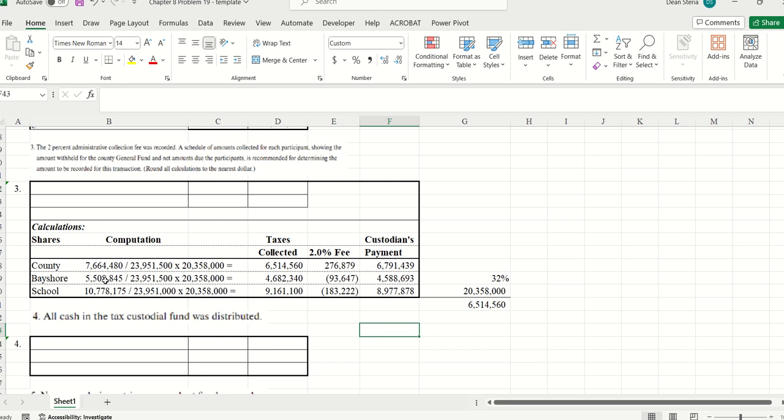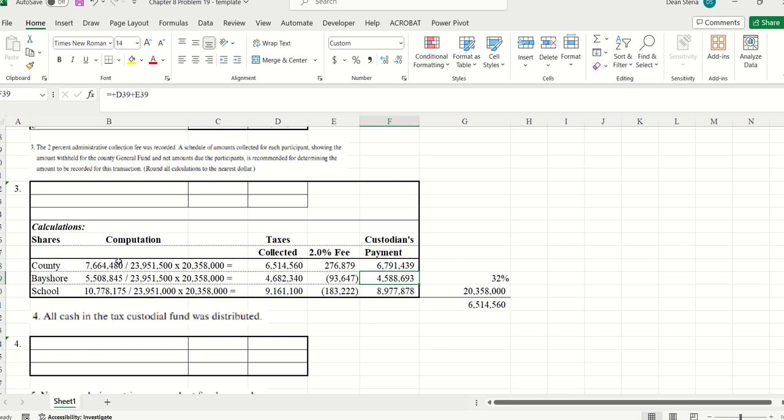We take the 55,088.45, divide it by the tax levy, and then multiply it by the cash collected, and that tells us that. We multiply this by the 2%. We're going to deduct that from there, so we're actually going to get 4,588,693. Okay, hope you guys are getting the hang of this.